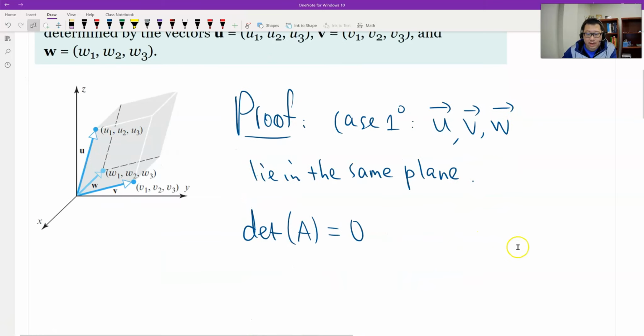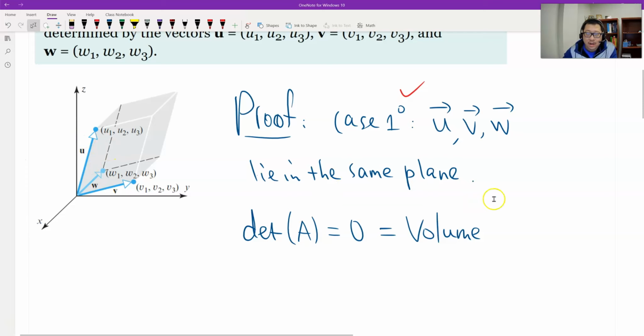Therefore, the determinant is 0. All right. And I also know the volume. The volume of this parallelepiped is also 0. Why? Because no parallelepiped is formed, therefore the value is 0. Therefore, the absolute value of the determinant equals the volume. Yeah, that's good. So in the first case, our result is true.